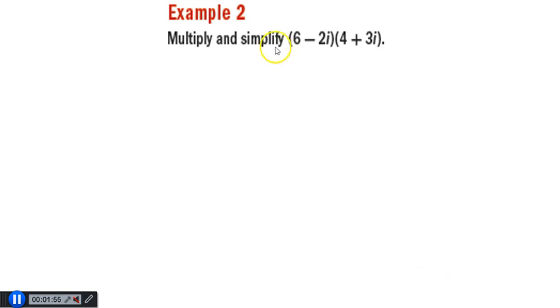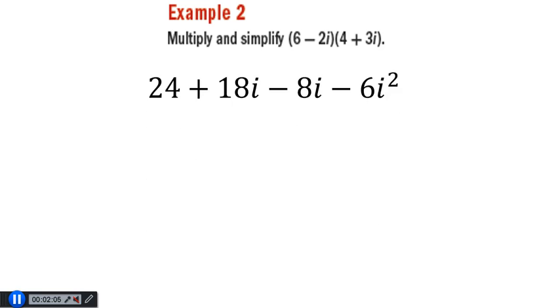Another example, very similar. I'm going to do some distribution here. We have a 6 minus 2I times the quantity 4 plus 3I, so we're just going to carry out that distribution. 24 comes from 6 times 4. Positive 18I comes from 6 times positive 3I. The negative 8I comes from negative 2I times 4.